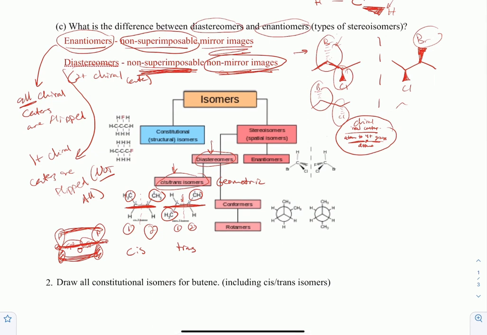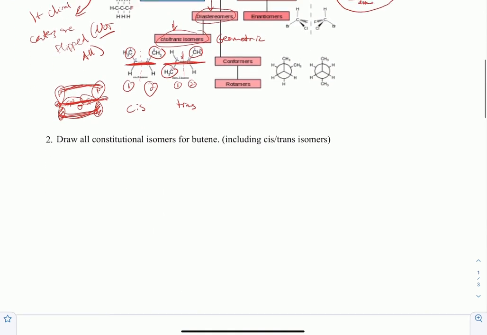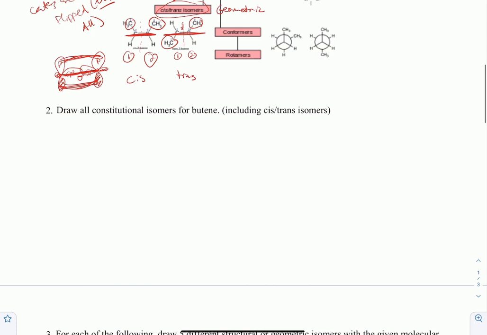So that's kind of a quick rundown of those types of isomers. Now, we're going to do a lot of examples, and I hope this will kind of clarify it more for you as we go through these. So now, they're asking to draw all constitutional isomers of butene.